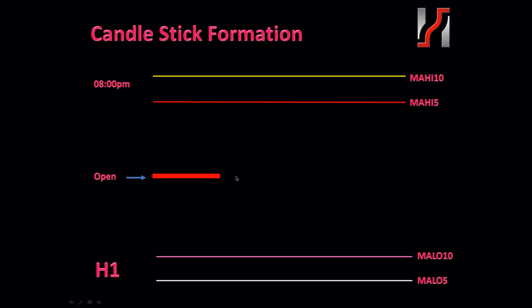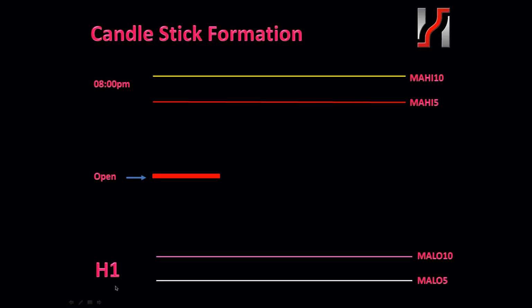I add in here some stuff for the candlestick formation. I put on 4 moving averages here. MAHI 5, which is moving average high 5. MAHI 10, which is moving average high 10. And obviously the low indicators at the bottom. MAHI 5 and 10 are sell indicators, and MALO 5 and 10 are buy indicators.